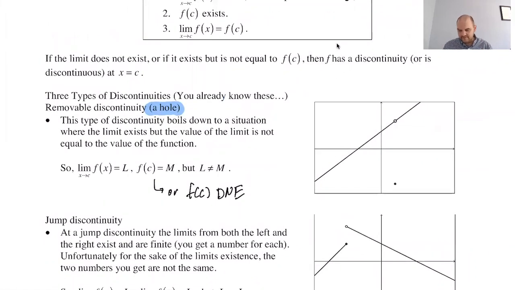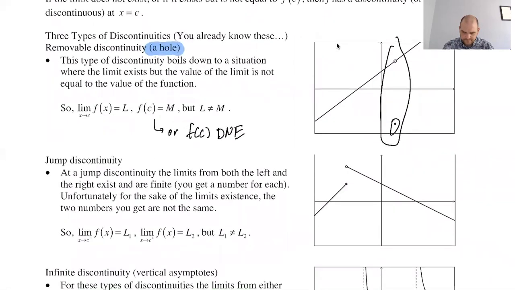Here's your graph right there. In that case, well, I kind of obscured something. In that case, the limit exists, the function exists, but they're not equal. If that point wasn't down there, it wouldn't make a difference. It would still be that the limit exists and is not equal to the value of the function, therefore removable discontinuity.